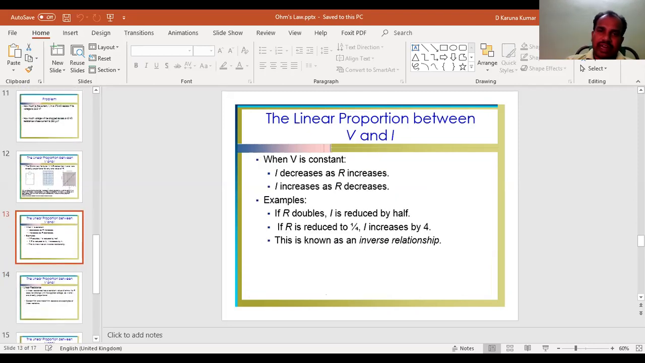So, for example, when V is constant, the current decreases when the resistance increases, and I increases when the R value decreases. For example, if the R value is doubled, I is reduced by half. If R is reduced by half, I is doubled. This phenomenon is called an inverse relationship.